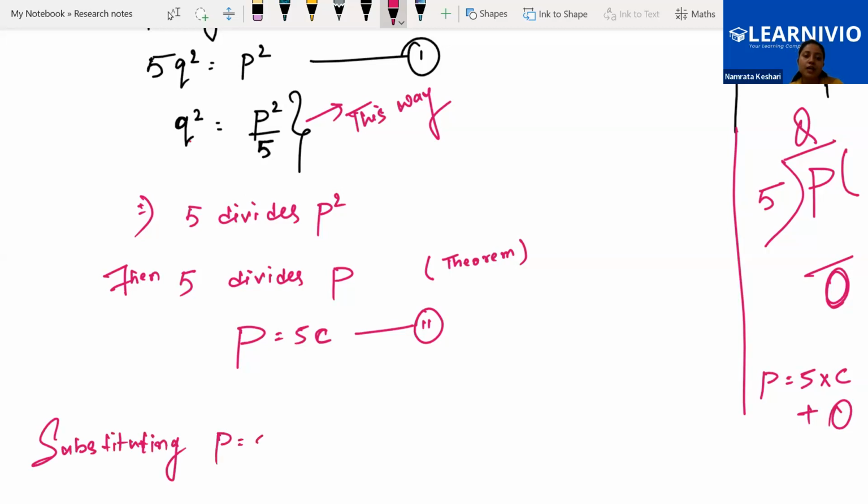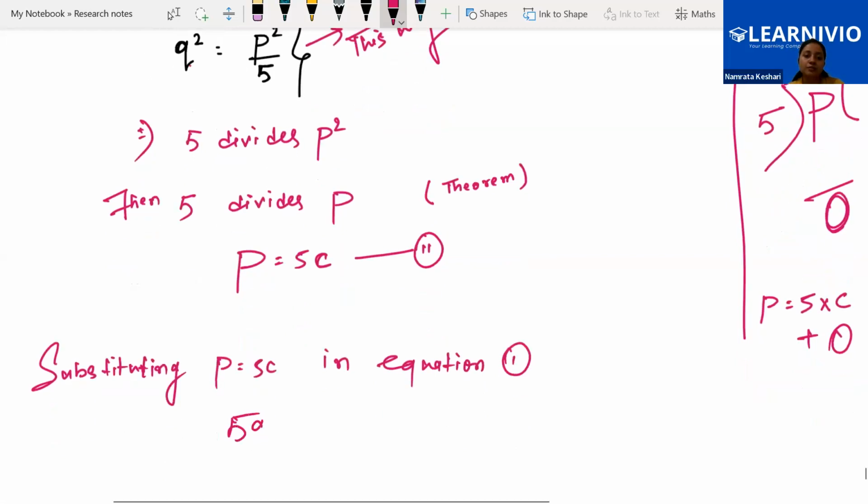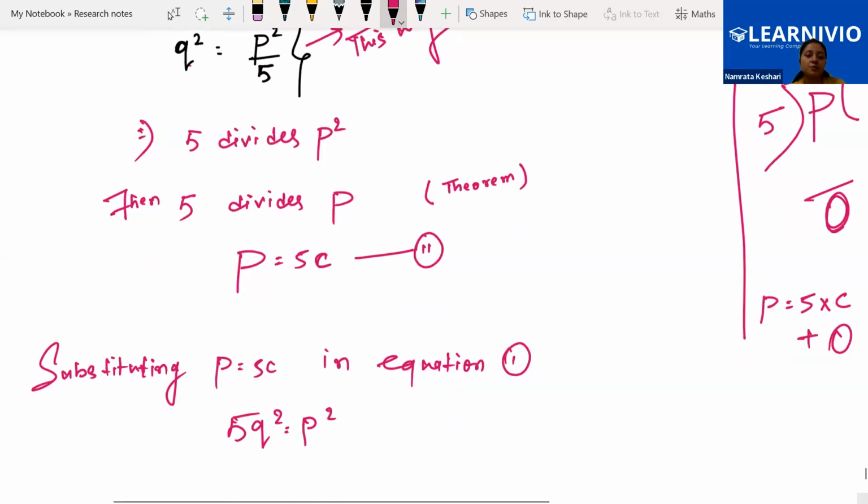P is equal to 5C in equation 1. That is 5Q square is equal to P square. That was our equation number 1. Here we will substitute it.